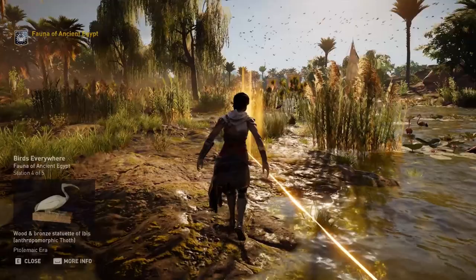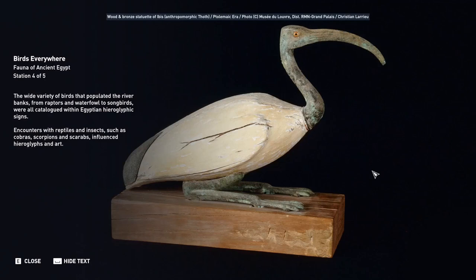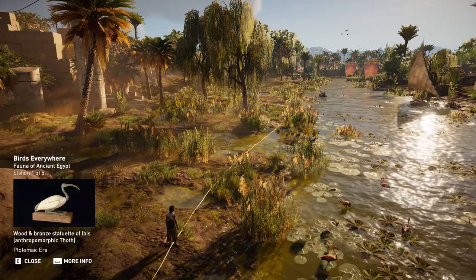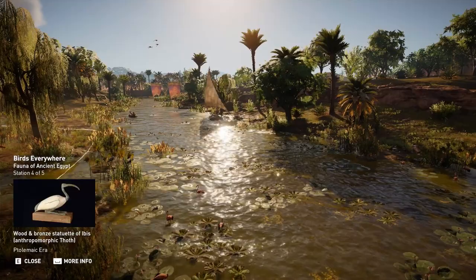The wide variety of birds that populated the riverbanks, from raptors and waterfowl to songbirds, were all catalogued within Egyptian hieroglyphic signs. Encounters with reptiles and insects, such as cobras, scorpions, and scarabs, influenced hieroglyphs and art.